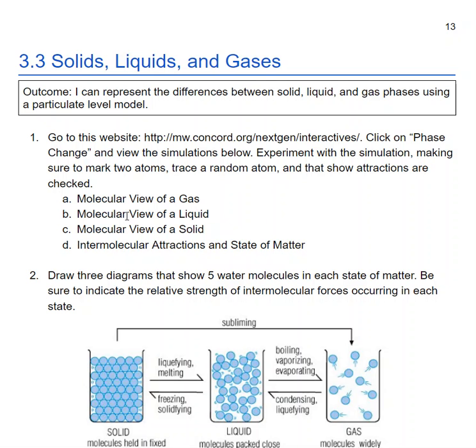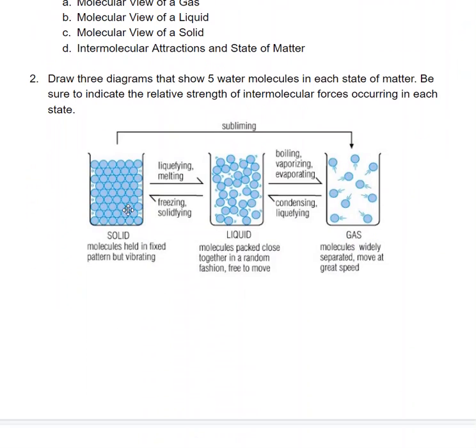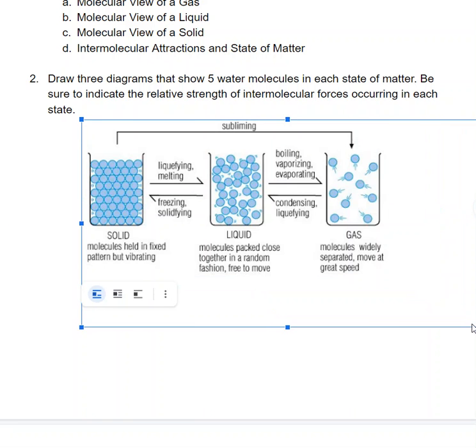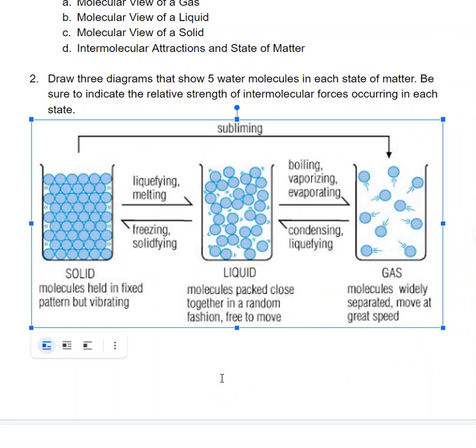So then we want to draw three diagrams that show the water molecules in different states of matter, making sure to indicate the relative strength of intermolecular forces occurring in each state. So in the solid, we're going to have very strong intermolecular forces. Those particles are held in place, but they're still able to vibrate a little. So the intermolecular forces there are going to be very strong.